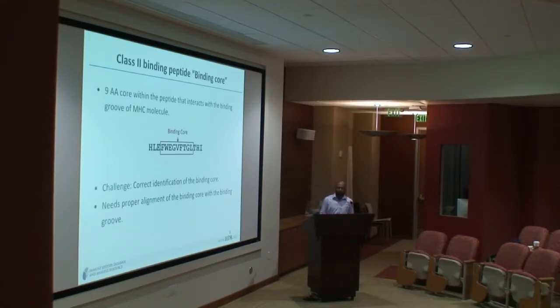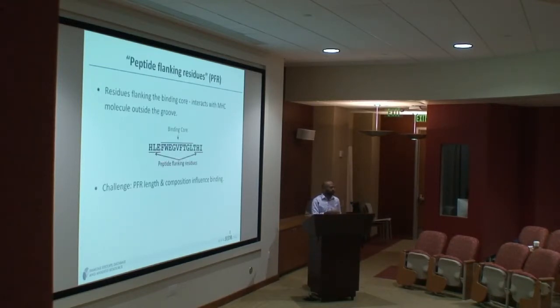So coming to class 2, compared with class 1, it's a bit more challenging to develop binding prediction algorithms. One reason is that within the longer peptide, we have a binding core in case of class 2 peptide binders. There's a 9 amino acid residue core within this. So when we develop a class 2 binding prediction algorithm, we first have to correctly identify the 9 amino acid binding core. For that, it needs proper alignment of this binding core with the binding groove of the molecule. That's a bit more challenging than class 1.